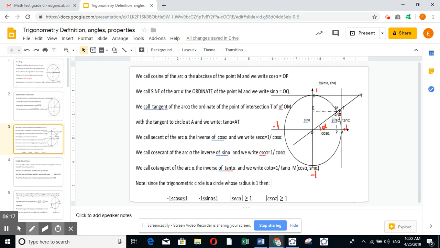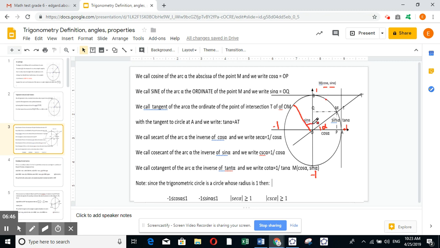So here, if you project point M on the x-axis, this measure of OM projected on the x-axis, it means OP that you can see, this is cosine alpha. So the abscissa of the point M is cosine alpha. If you project it on the y-axis, this measure OQ is sine alpha. So for any point M on a circle, the abscissa is cosine alpha.